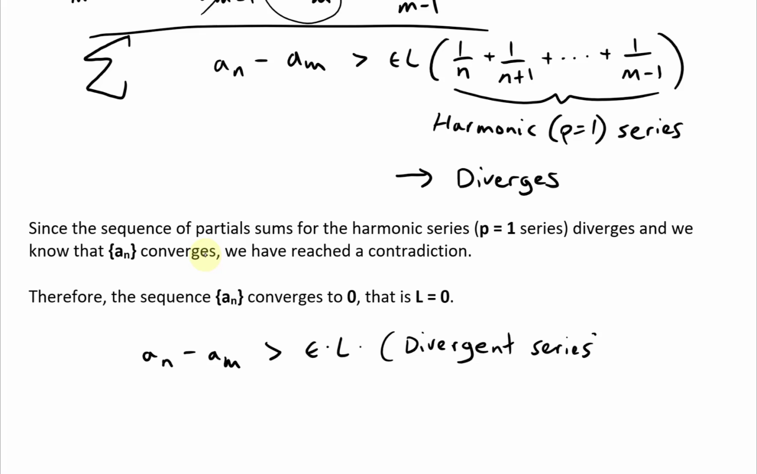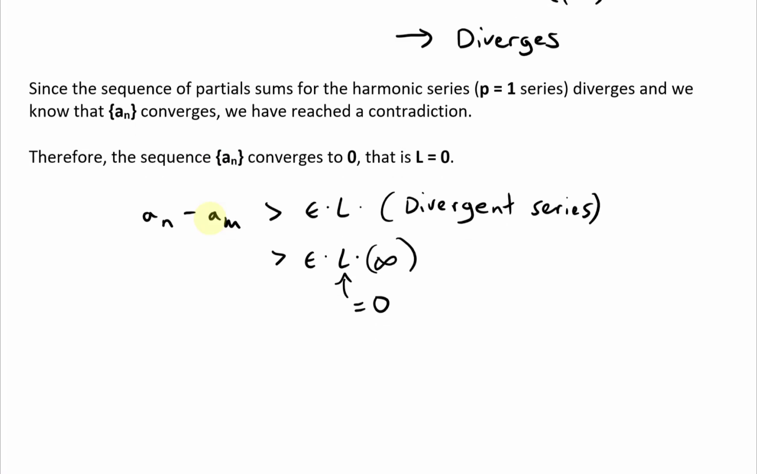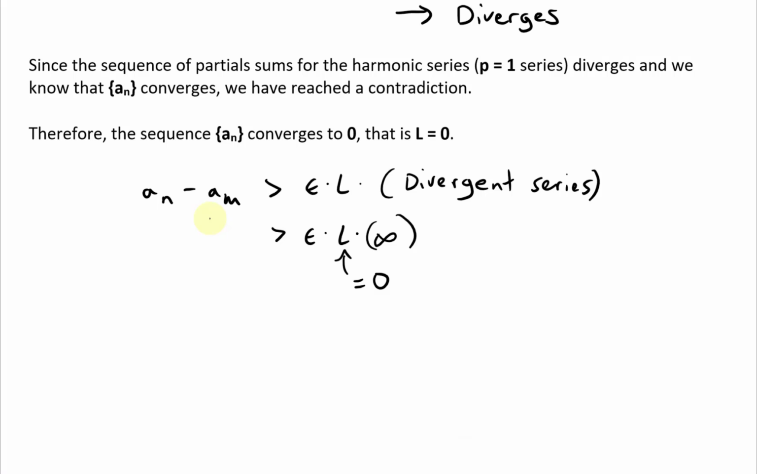Or in other words, you could write it just like this: epsilon times L times infinity. The only way this is possible is because we know this converges to 0. So the only way is if L is equal to 0. This is divergent on the right side and convergent on the left side, so the only way is if L is equal to 0 for the trivial case.